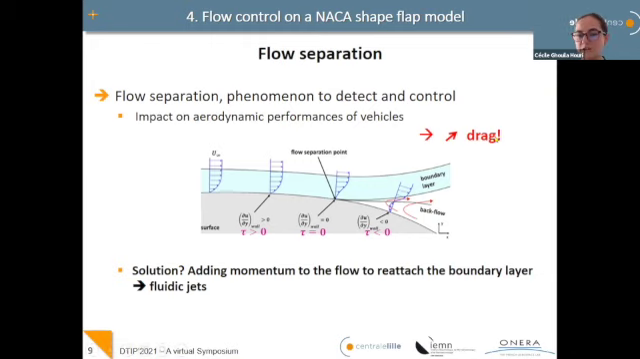It also occurs on ground vehicles, by increasing the drag at the rear of the vehicle. It is characterized by backflow that separates the boundary layer from the surface of the object.